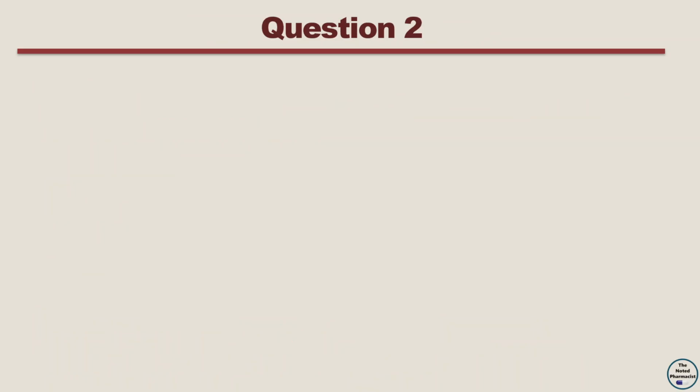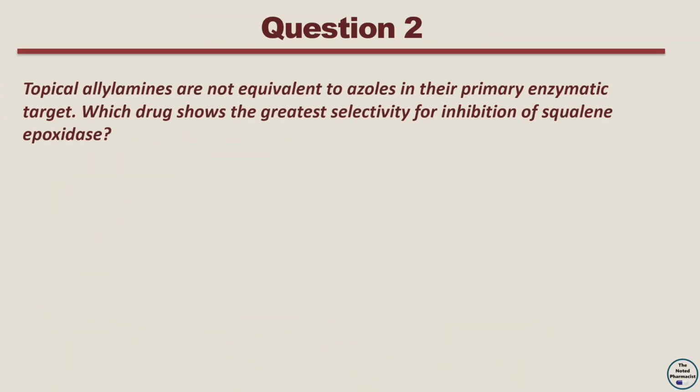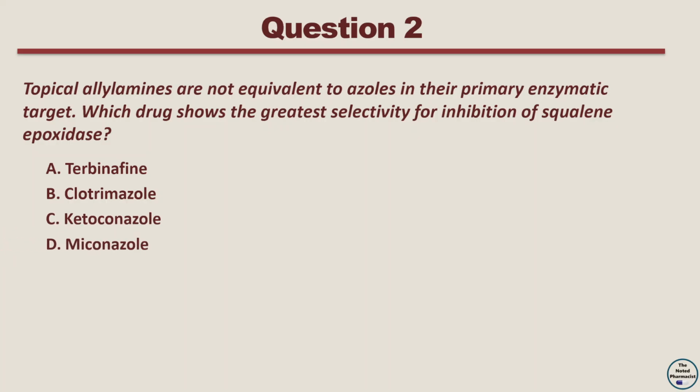Question 2. Topical allylamines are not equivalent to azoles in their primary enzymatic target. Which drug shows the greatest selectivity for inhibition of squalene epoxidase? Option A, terbinafine. Option B, clotrimazole. Option C, ketoconazole. Option D, miconazole. Option E, nystatin.